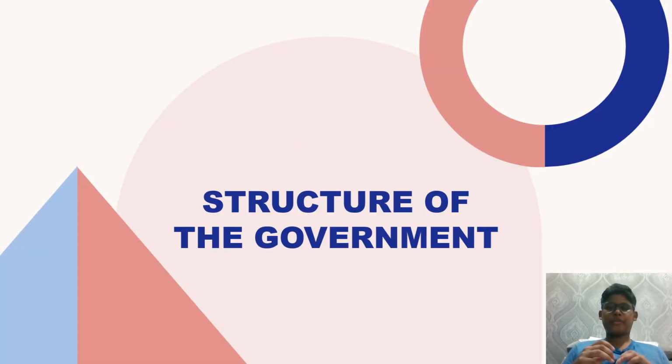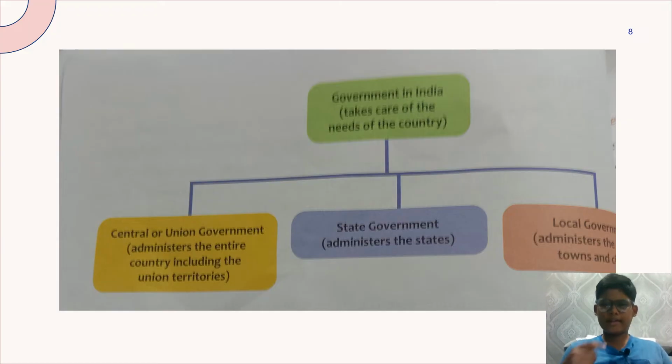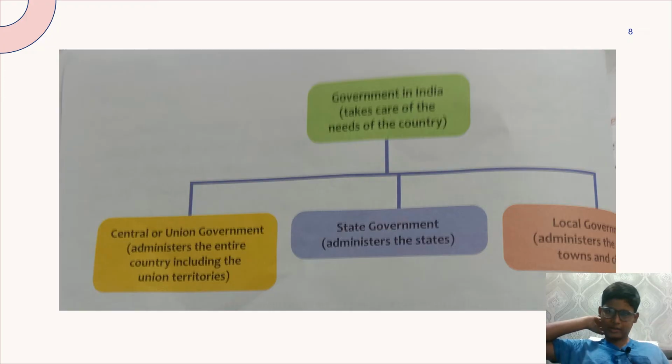Then we go on to the structure of the government. There is a quick catch here: the government's parts at the national level are exactly the same as the parts at the state level, just the names get turned around. Let's study the three forms of the government of India. The central or union government controls the entire nation and makes the entire nation's laws. Then the state government makes the state laws. Then local government administers towns and makes their own laws.